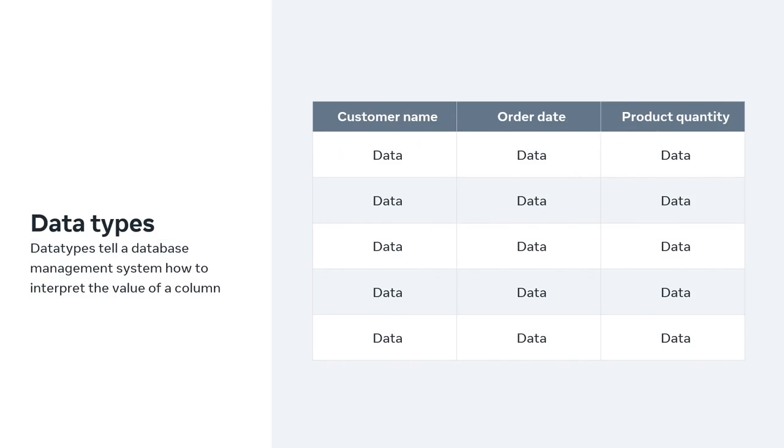Data type tells a database management system, such as MySQL, how to interpret the value of the column. Data types maintain data in the right format and make sure the value of each column is as expected. The most used data types are numeric, string, and date and time data types.